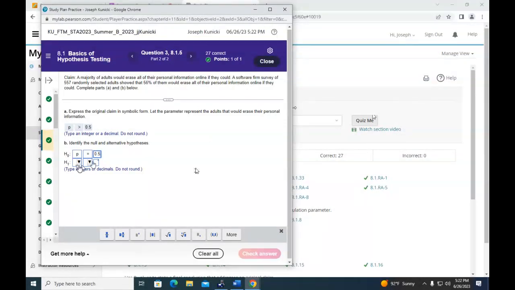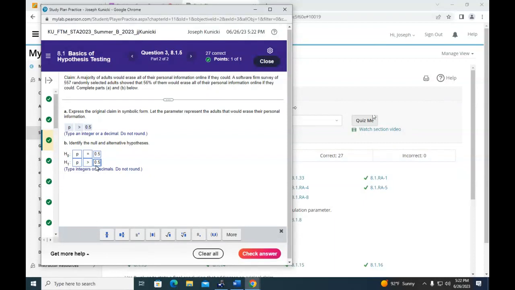Because you see, this is the p hat. This is the actual number from the sample. So that's p hat. And we're trying to see if that's going to be close enough to p. So we know it's greater than, it's a one tail. It's a right tail test. See, that's where the claim goes. This claim has to go in the alternative. It's that simple. Just remember, the null always is equal.